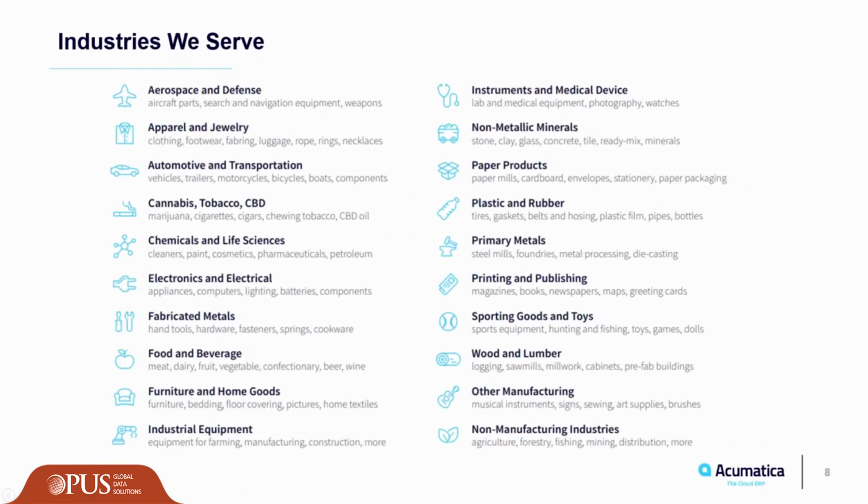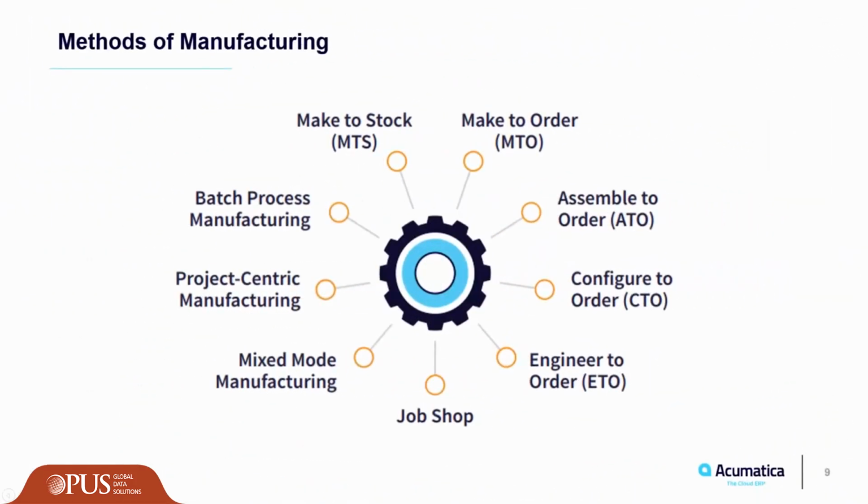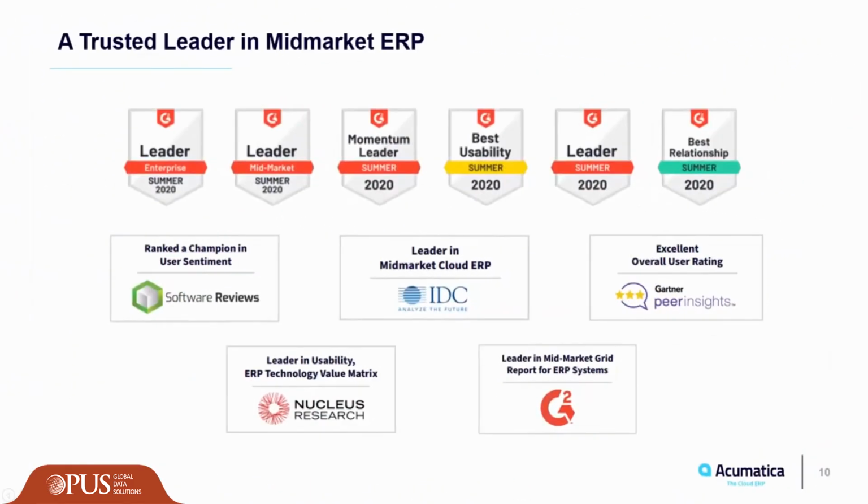Hundreds of manufacturers across multiple industries rely on Acumatica. Specific industry features include job costing, outside process support, CAD integration, engineering change orders, lot and serial traceability, and more. We support make-to-stock, engineer-to-order, make-to-order, configure-to-order, job shops, project-centric or project manufacturing, repetitive, as well as batch processing. Acumatica wins many awards and is consistently ranked very high for ease of use and customer service.